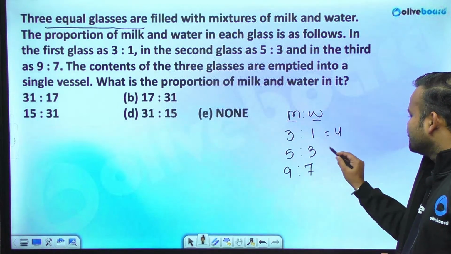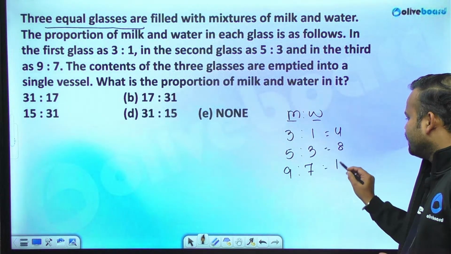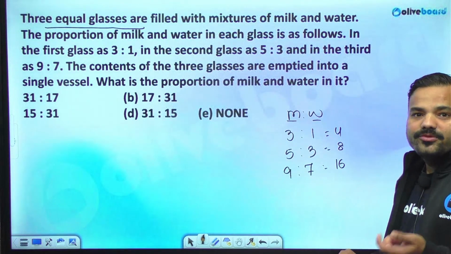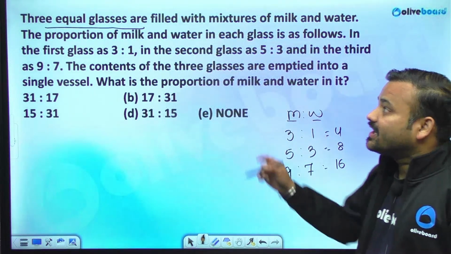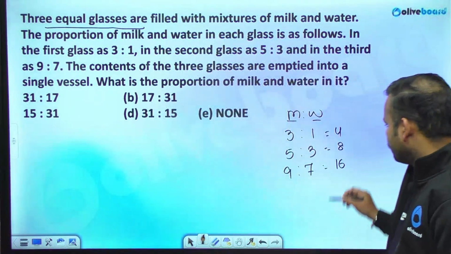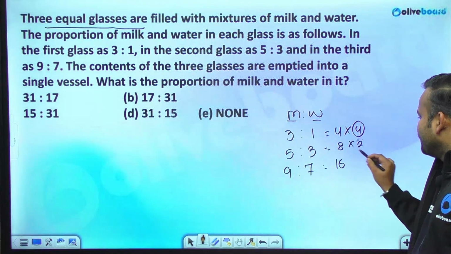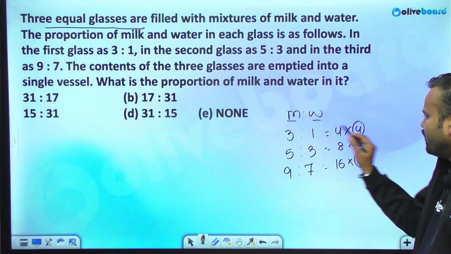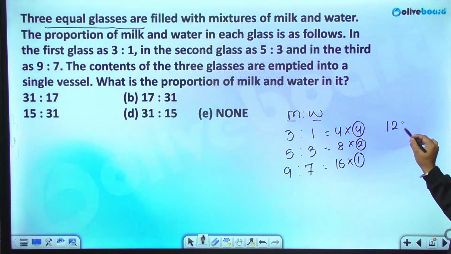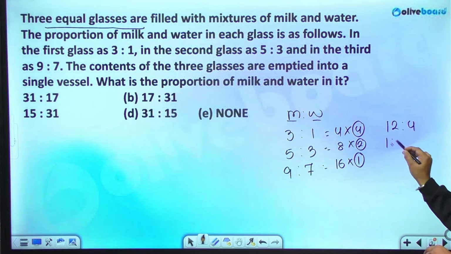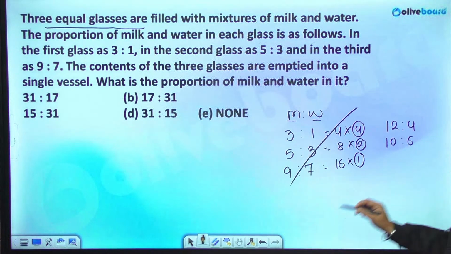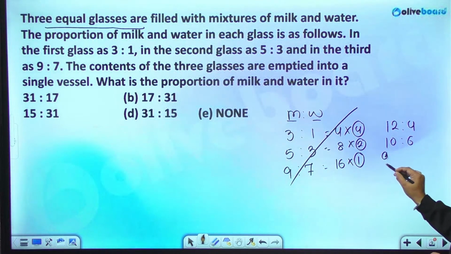This is 4, this is 8 and this is 16, right? So the volume should be equal. Make it equal because the containers are of equal volume. So for making it 16, you multiply this by 4, this by 2 and this by 1. The moment you multiply, this becomes 12 and 4, that is 16. This is 10 and 6, this is 16. And this is 16, 9 and 7.